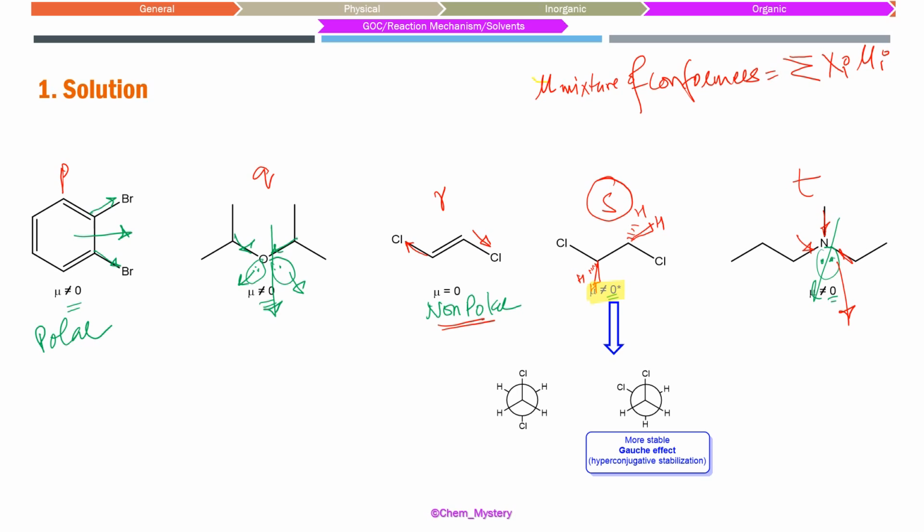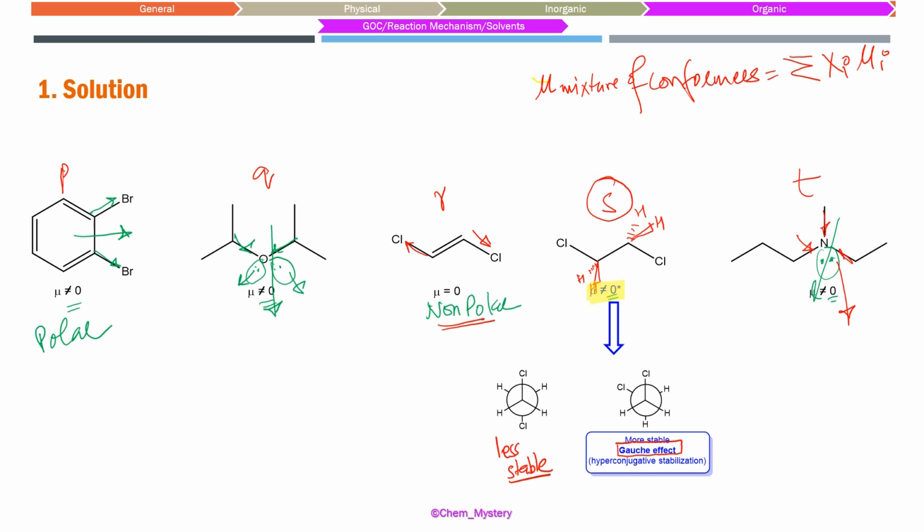Quite contrary to what a number of students might be thinking, in comparison to this, the other form, the gauche form, is more stable. The reason comes from some hyperconjugative stabilization, which we have sometimes been calling the gauche effect.